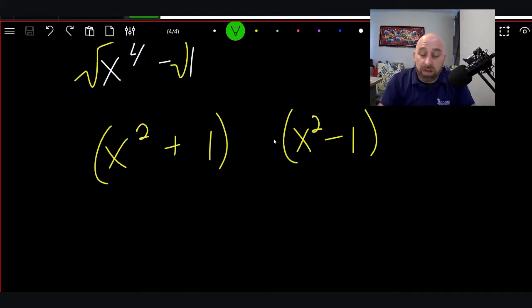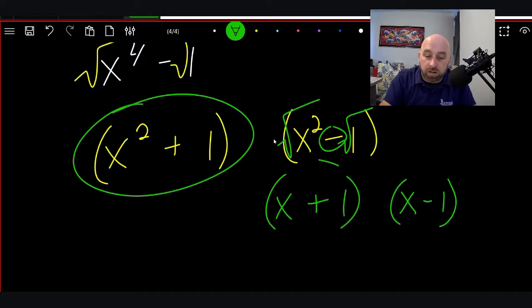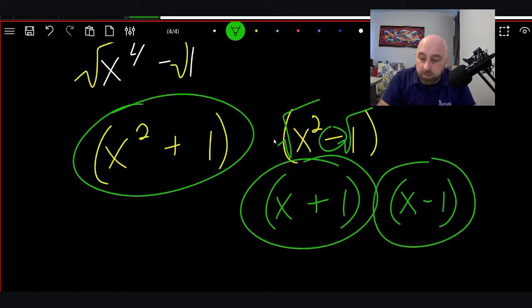So what do we have to do here? We have to do the same thing. Square root x, square root 1. Our sign makes it a conjugate, positive, negative. So there's our answer. This is part of our answer. This is part of our answer, and this is part of our answer. So never stop until you can't go any farther.